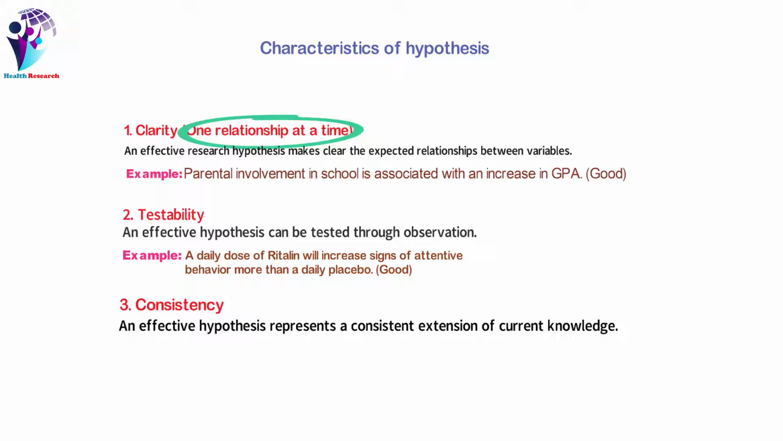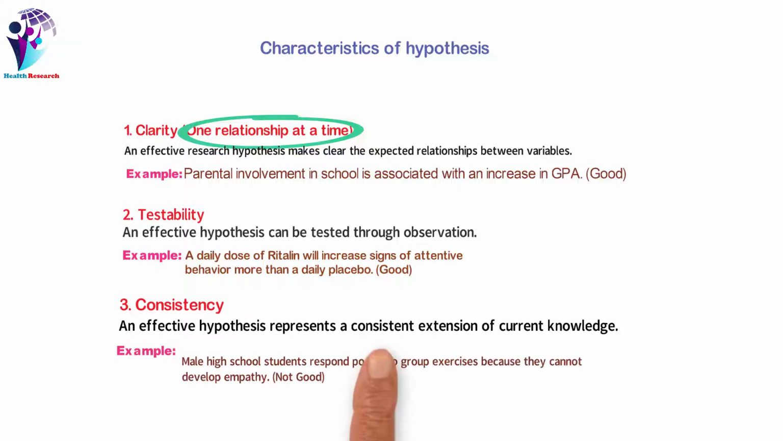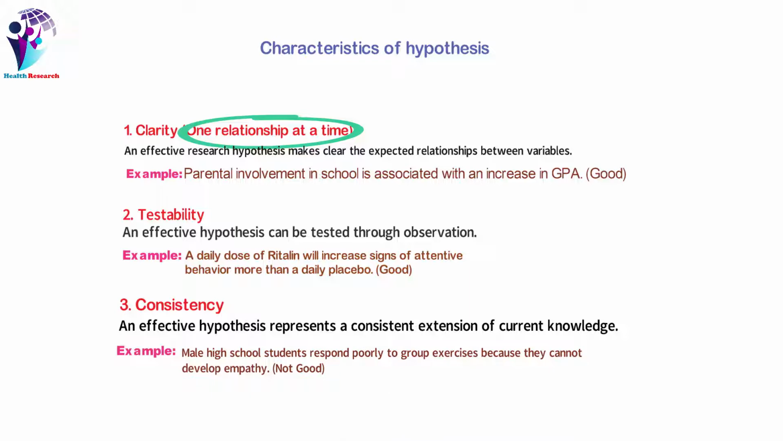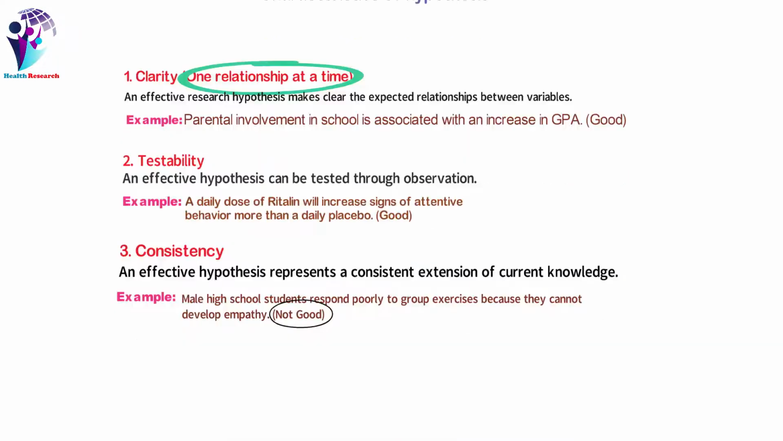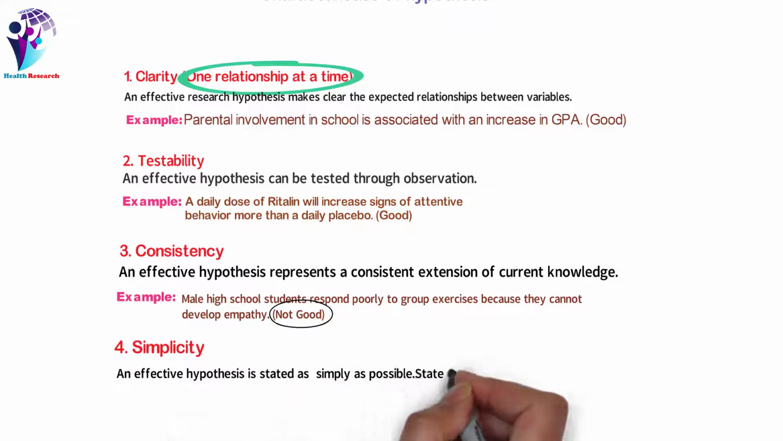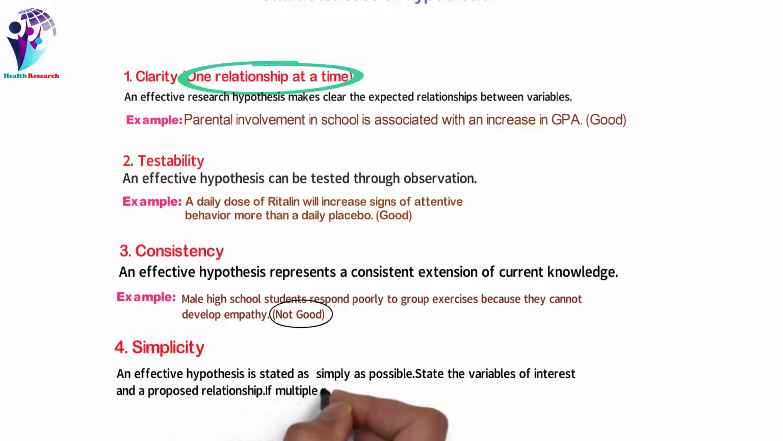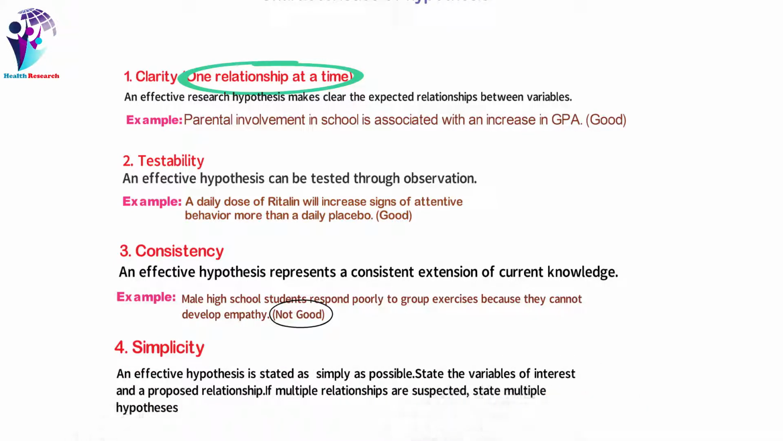Consistency. An effective hypothesis represents a consistent extension of current knowledge. For example, male high school students respond poorly to group exercises because they cannot develop empathy. Simplicity. An effective hypothesis is stated as simply as possible, stating the variables of interest and a proposed relationship. If multiple relationships are suspected, state multiple hypotheses.